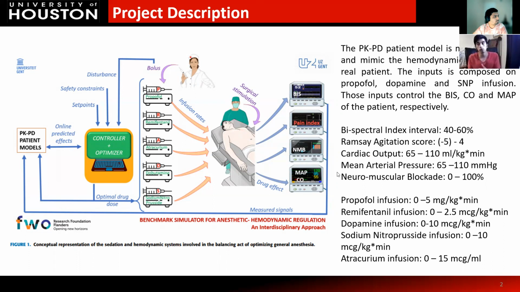Here, propofol mainly affects the BIS, or the bispectral index. Remifentanil mainly affects the Ramsay agitation score. Dopamine affects the cardiac output. Sodium nitroprusside affects the MAP, and atracurium affects the neuromuscular blockade. Our goal is to regulate the drugs to keep the outputs within the given ranges shown on the right side: 40 to 60 for BIS, -4 to 4 for agitation, 65 to 110 for both the cardiac output and the mean arterial pressure, and 0 to 100% for the neuromuscular blockade.